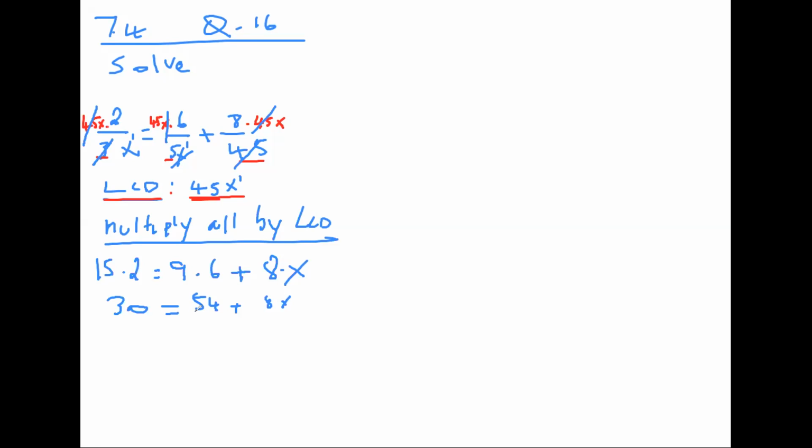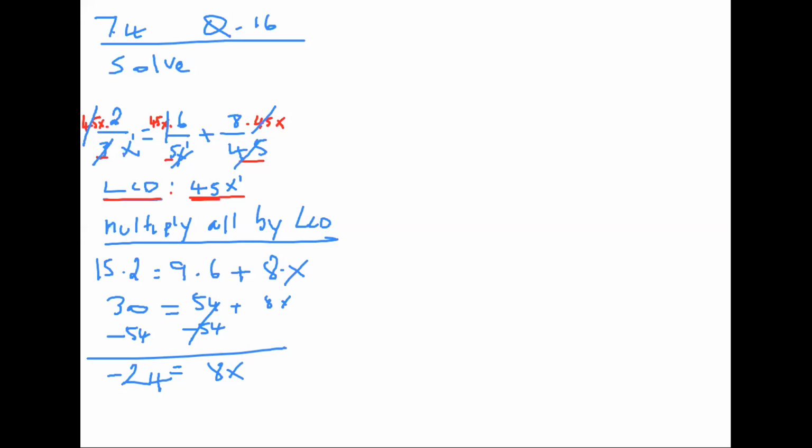What do you do after? What is the next step? Subtract 54 on both sides. That's right. We're going to cancel. So we want to cancel 54 and then cancel 8 to isolate the x. That cancels. You have 8x. And 30 take away 54 would be negative 24.